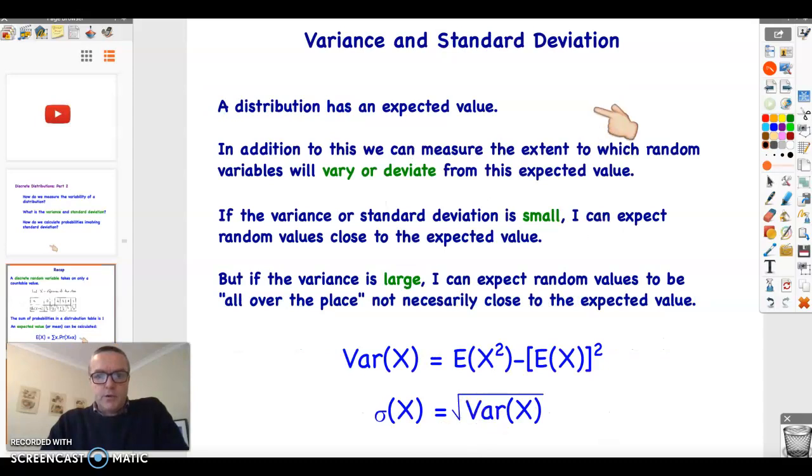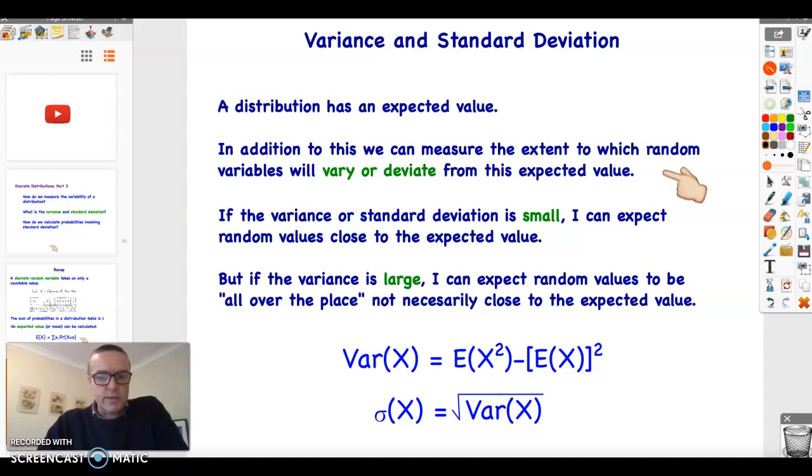So today we're going to talk about variance and standard deviation. A distribution has an expected value. At the same time, we can also talk about how much the distribution varies or deviates from that expected value. One term that we use to talk about values like the expected value or the mean is a measure of central tendency. So the mean measures the center or what we expect from the distribution.